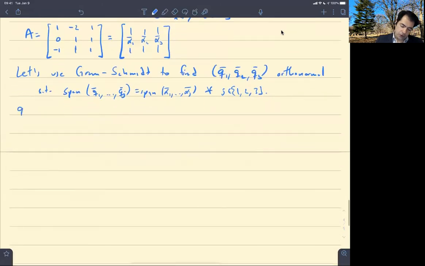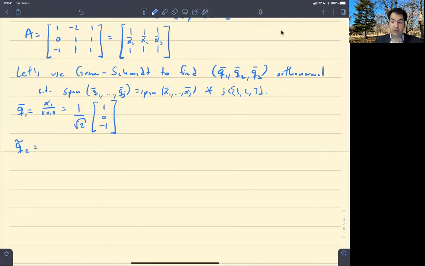Okay, so Q1 is going to be just alpha 1 divided by its length to make it a unit vector. So in this case, alpha 1, it's easy to see that its length is square root of 2. So I'm going to get 1 over square root of 2 times the vector 1, 0, minus 1. There's our Q1. To find Q2, remember we do this in 2 steps. We find first Q2 tilde, and then we make it a unit vector.